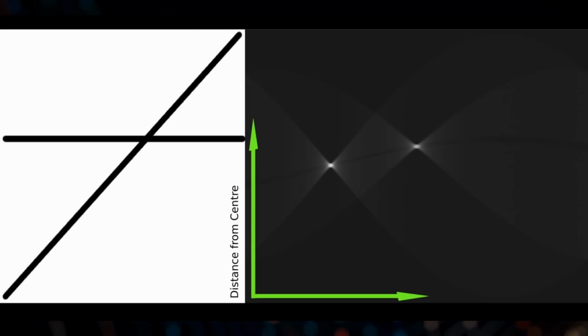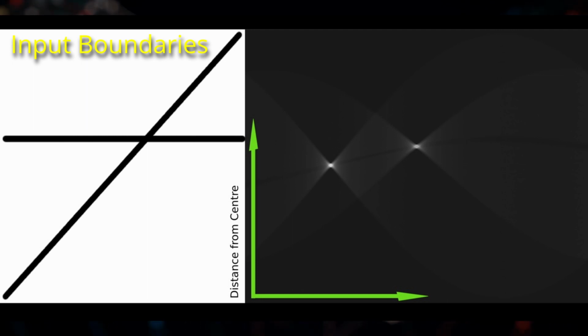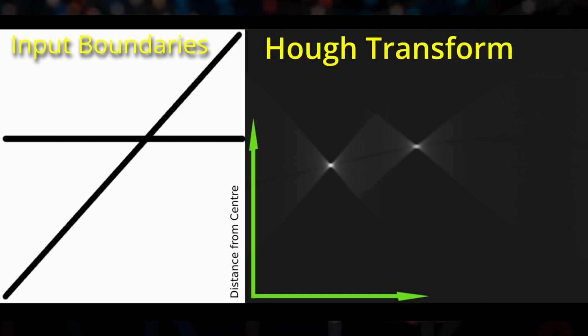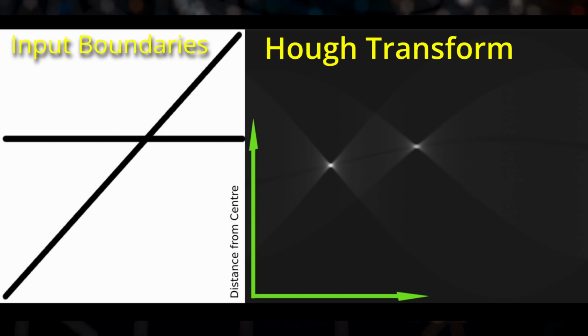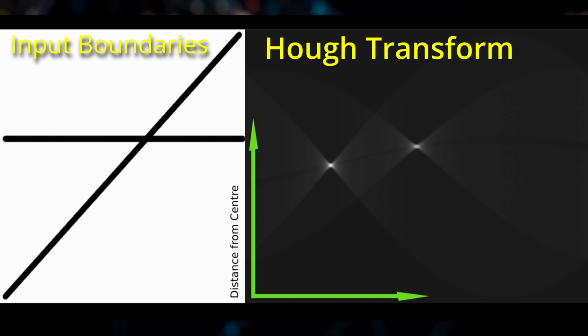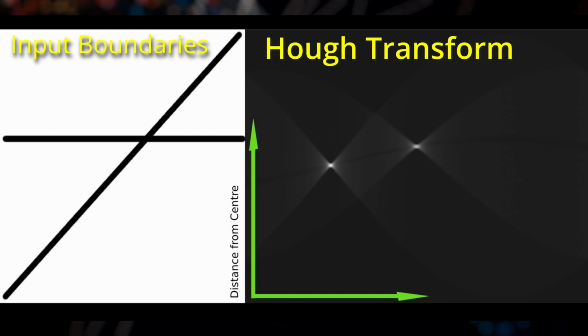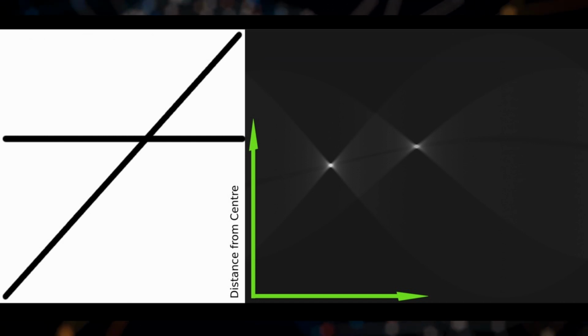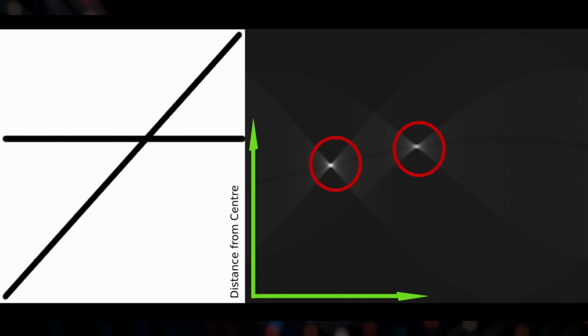If you are mathematically inclined, you can consider this 2-dimensional array as representing a 2D space, and thus the image boundaries have been transformed into a new representation, which is why the Hough algorithm is usually considered to be a transform. In this case, the 2 bright spots in the transformed result represent the 2 lines which were found in the input image.